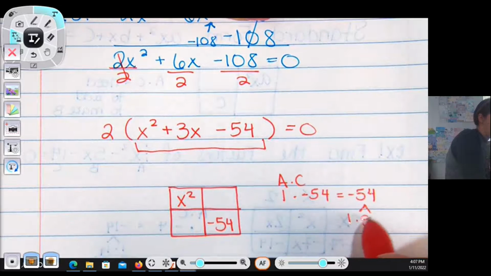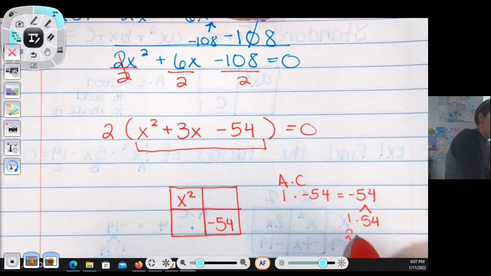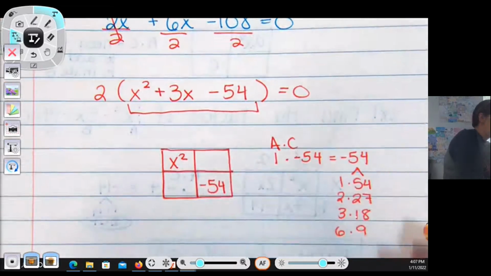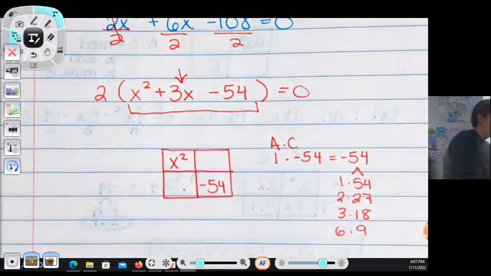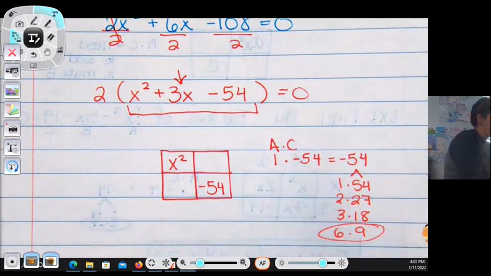I have 1 times 54, 2 times 27, 3 times 18, 6 times 9. The only one that's going to make 3, the b value, is 6 and 9. So this would be negative, and this would be positive.